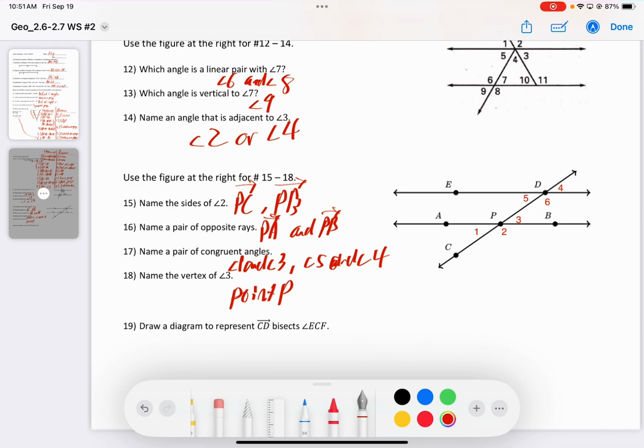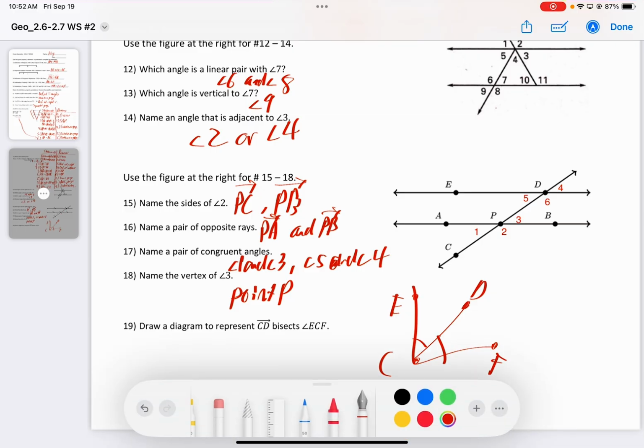Okay, all right. And then draw a diagram that represents CD bisecting angle ECF. So you can draw this a bunch of different ways. We could say this is E, C, F, and then CD would have to be a point in between, and you'd have to know that those angles were congruent to each other. Okay, all right. Questions on any of the other stuff that we did on there?